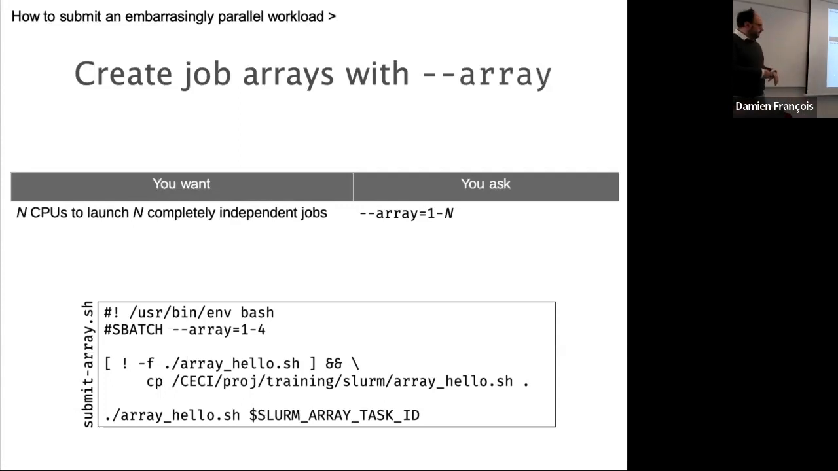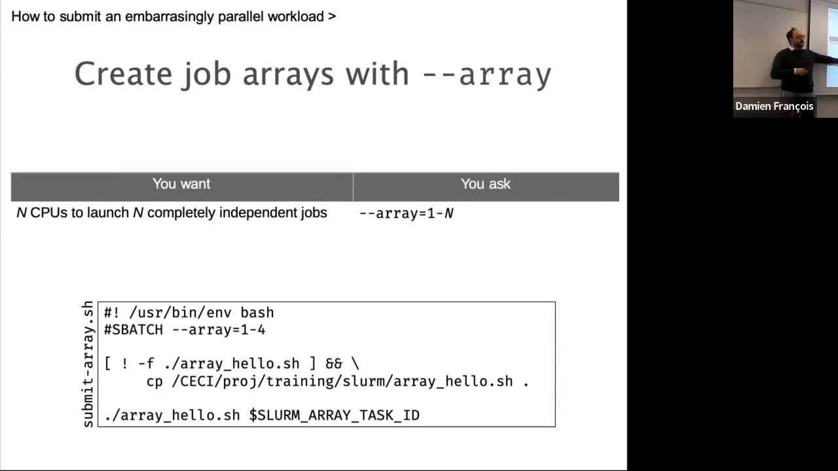Okay, so if I have this submission script, Slurm will actually create 4 jobs, and each of the 4 jobs will see a different value for this variable. So it allows you to change the behavior of the job inside the script, taking into account this variable. Here you see an example. Actually, you can run this example on any CÉCI cluster, it will work. So what you see is that first I'm testing if some program is already there, because it's a program that I want to run.